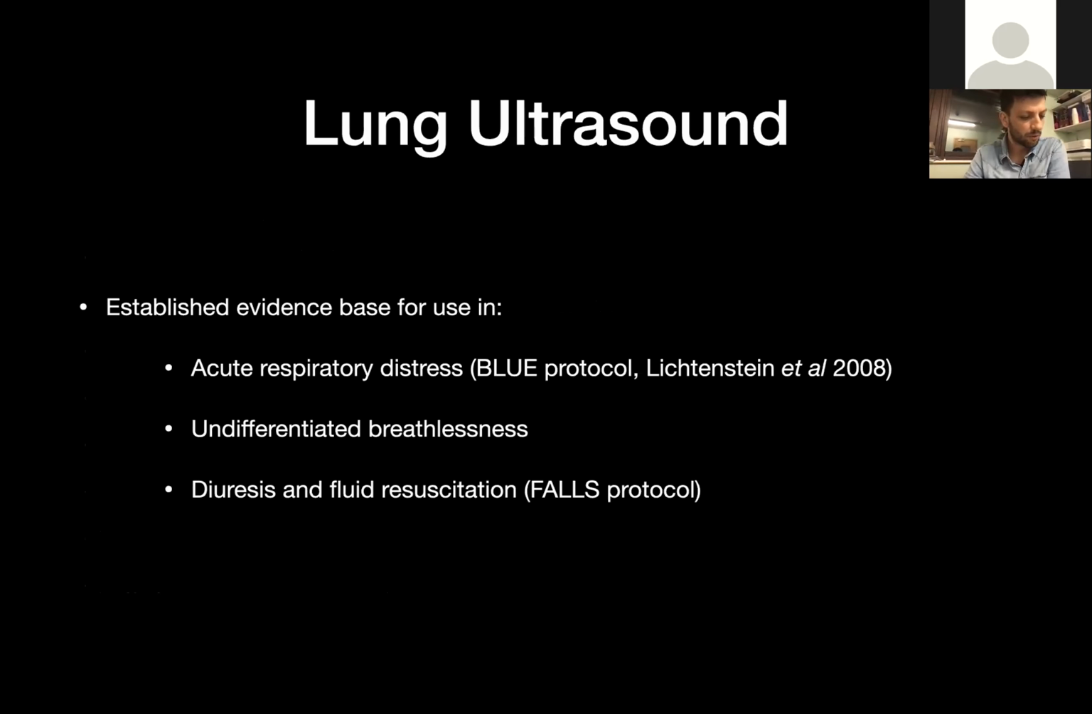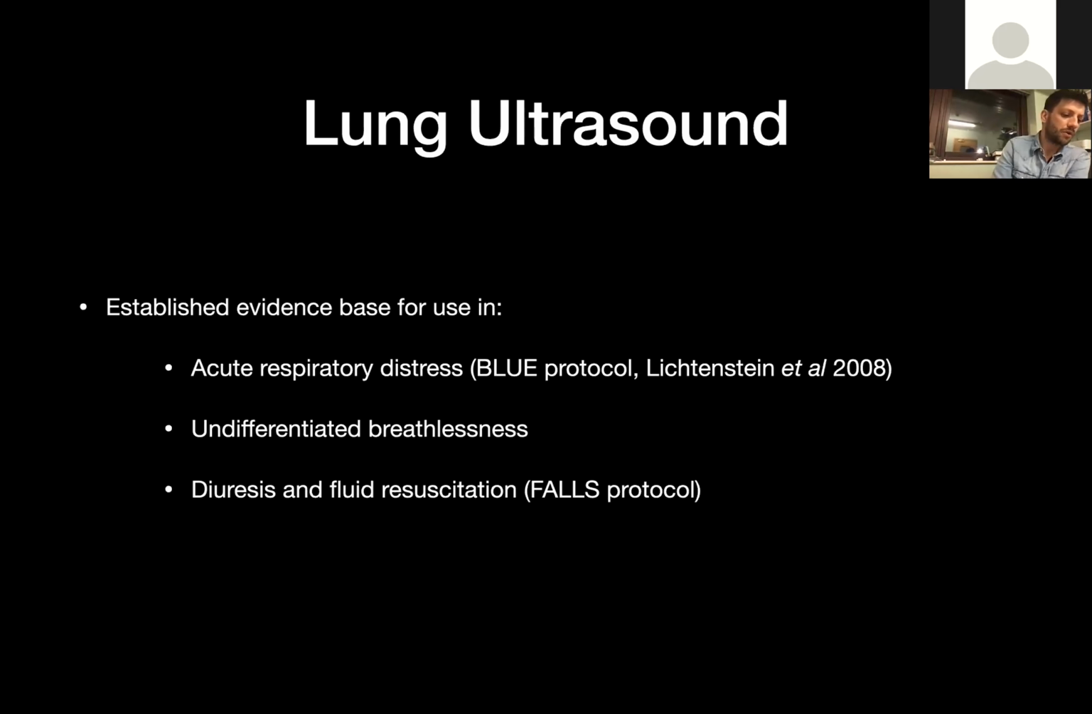So we start off by talking a little bit about where lung ultrasound has come from and some of the evidence. It all really started off with the publication of the Blue Protocol in 2008 by a chap called Daniel Lichtenstein. This was a paper of essentially intensive care patients with acute respiratory distress, looking at the overall diagnostic accuracy of lung ultrasound. But what we've seen over the last 10, 15 years is an established evidence base now, I think, for undifferentiated breathlessness, all causes of respiratory distress.